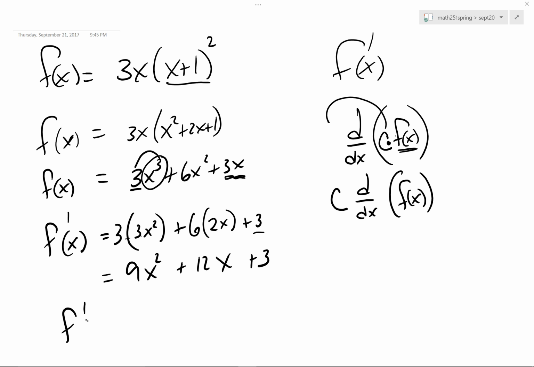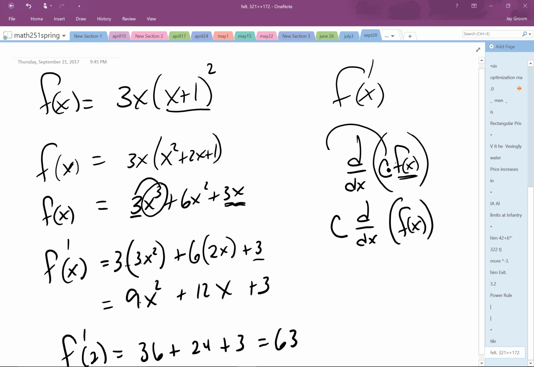And then if I want f prime of 2, that's 4 times 9 is 36 plus 24 plus 3, that's 63. Right? It's a pretty easy deal. We could do these pretty much all night. What you'll end up doing pretty much on this whole assignment is taking derivatives and then evaluating them. So it's not terribly difficult. Okay? This one's a little trickier. Don't panic.